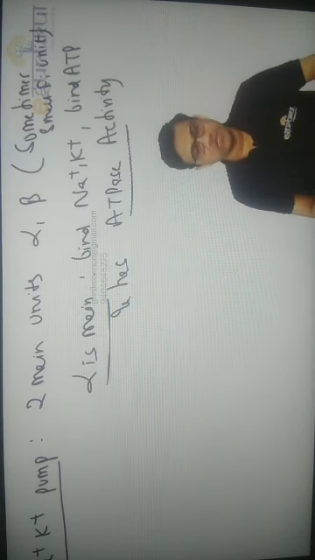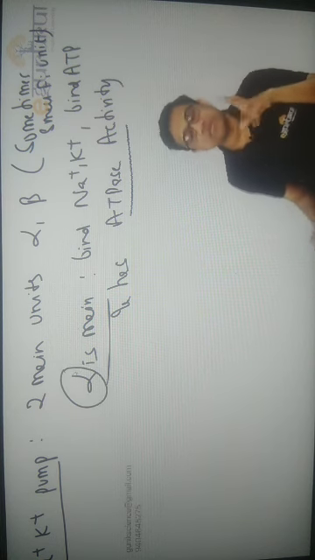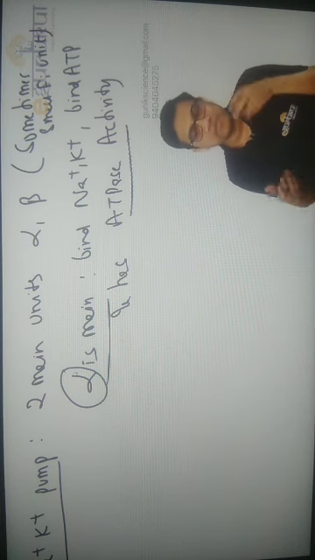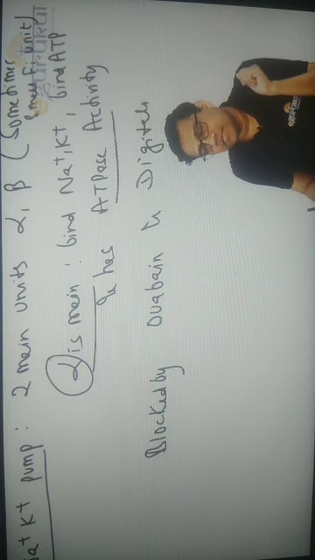One simple rule I always use to remember alpha: alpha will do everything. Alpha takes the lead and does almost every possible activity: it binds the ions, binds the ATP, has ATPase, and does the main transport. Beta is mainly binding and giving support. Second, the pump is blocked by ouabain and digitalis.